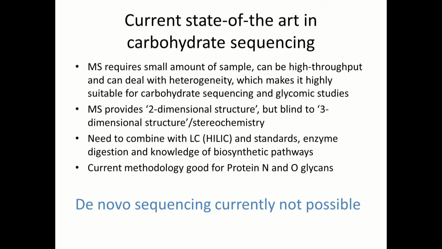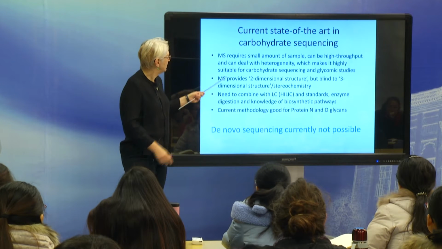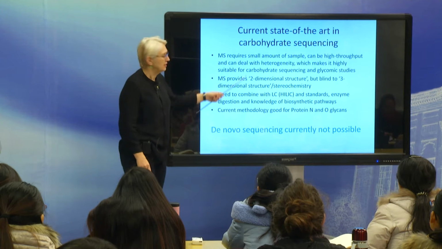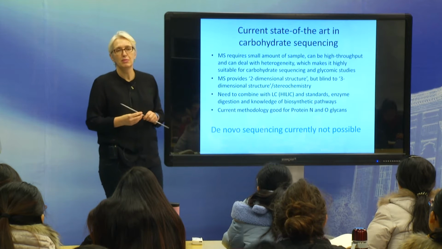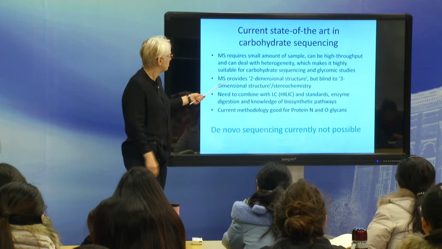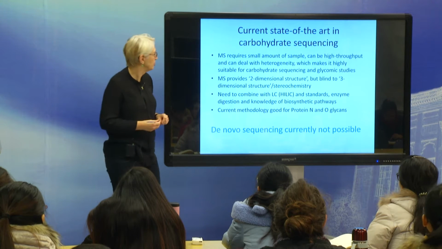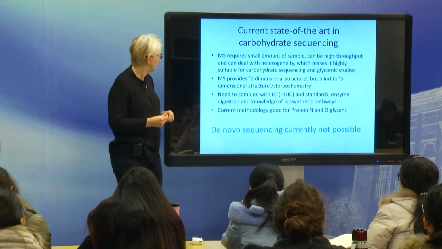You can just take cell extracts, isolate the proteins, treat with PNGase F, and have all this forest of different peaks. No way you can determine that by NMR. And it's highly suitable for carbohydrate sequencing. But it only provides what I call two-dimensional structure. It doesn't give us this stereochemical information. So it's blind to three-dimensional structure. You can't get stereochemistry out of mass spec, which is a really big drawback at the moment.